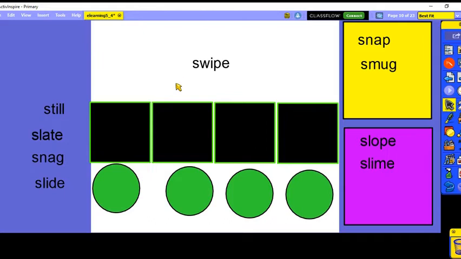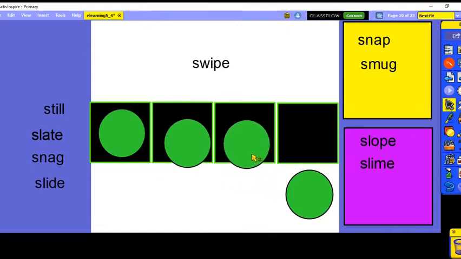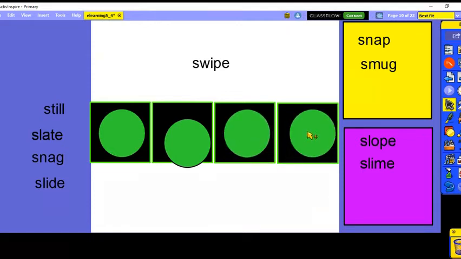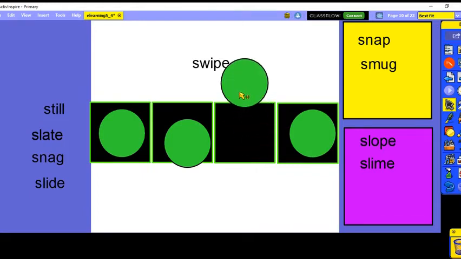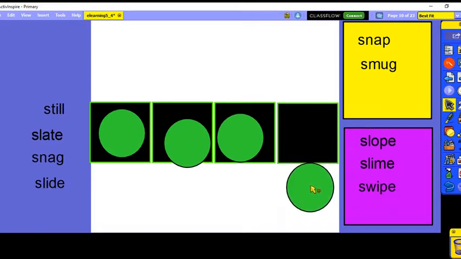Okay. This word is swipe. Let's say all the sounds we hear in swipe. Swipe. Let's say the vowel sound by itself. I. I is the long vowel sound. I says its name. And again, we see the vowel consonant E pattern in swipe.